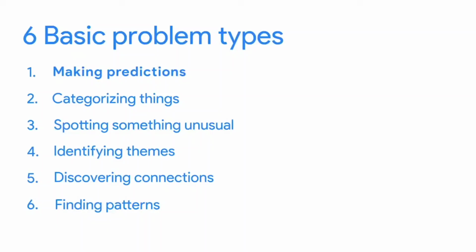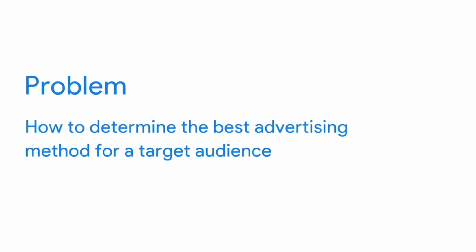Data analysts work with 6 basic problem types: making predictions, categorizing things, spotting something unusual, identifying themes, discovering connections, and finding patterns. Think back to our real-world example from the previous video. In that example, Anywhere Gaming Repair wanted to figure out how to bring in new customers. So, the problem was how to determine the best advertising method for Anywhere Gaming Repair's target audience.